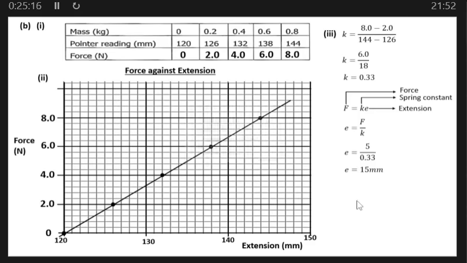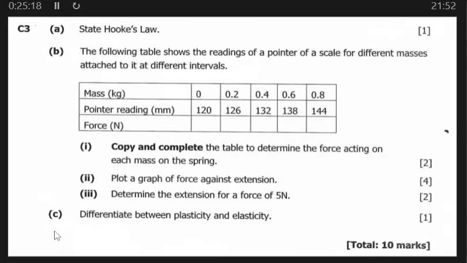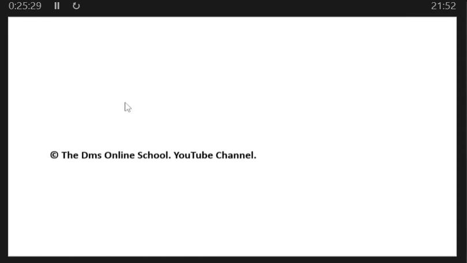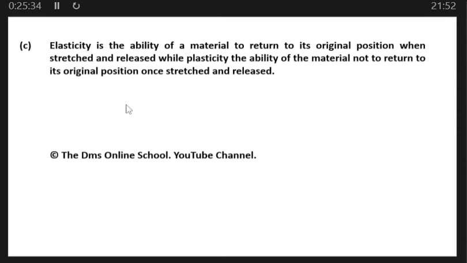Then let's move to the other question, which is C. C says differentiate between plasticity and elasticity. So here you should know that elasticity is the ability of a material to return to its original position when stretched and released, while plasticity is the ability of the material not to return to its original position once stretched and released.